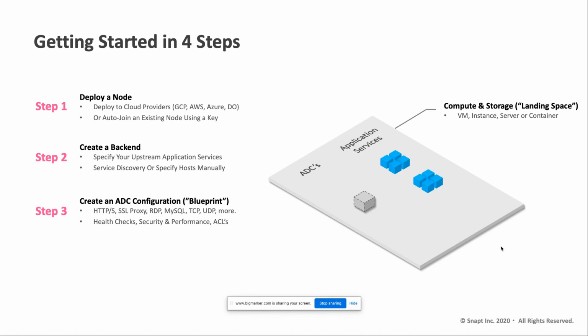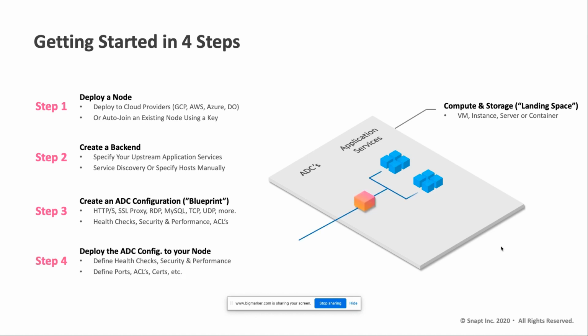And of course, you can see a wide variety of types of ADCs that we can configure. In this example, we will use a simple HTTP ADC configuration. And lastly, we're going to go ahead and deploy it. Once we have the configuration established, we will say deploy that to our specific node from step 1, and then we will see that our website becomes accessible and traffic is routed immediately. Okay.